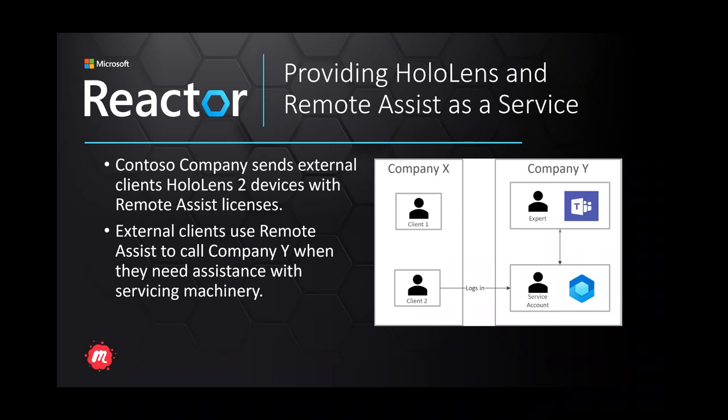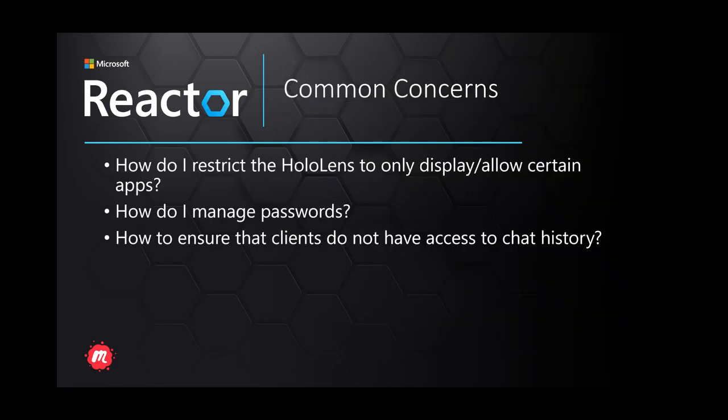But with that being said, I want to touch on some of the common concerns that I see with this scenario. Going back to a similar question from the first scenario: how do I restrict the HoloLens to only display or allow certain apps? And again, the answer is going to be kiosk mode and WDAC. Kiosk mode is a user experience modification or feature, whereas WDAC is a security feature to add apps on the allow or block list.